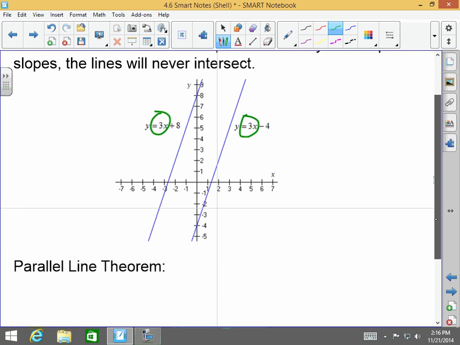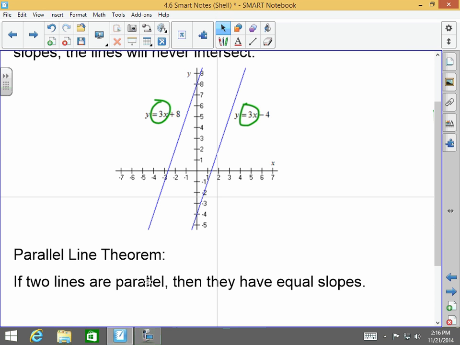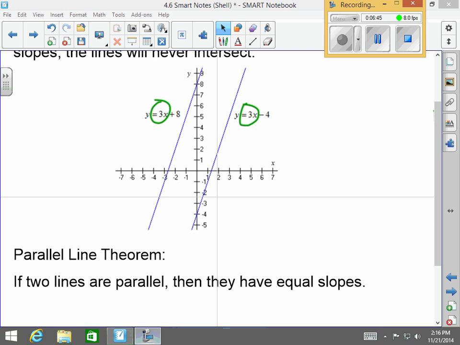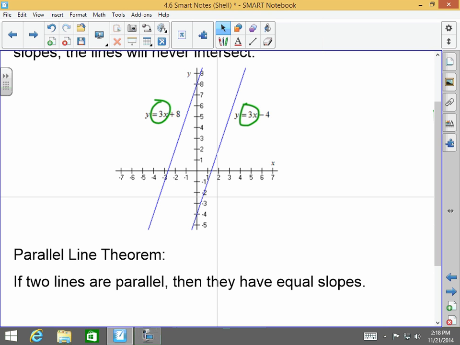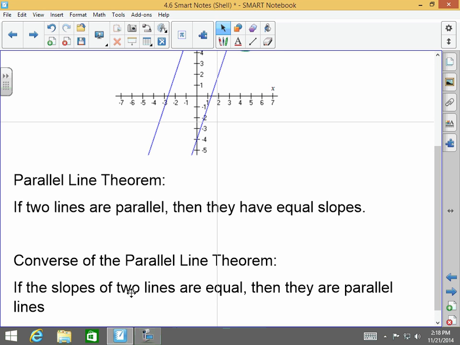Or a theorem, rather. It's the parallel line theorem. And the parallel line theorem states simply that if two lines are parallel, then they have equal slopes. All right, guys. So, very simple. If two lines are parallel, then they have equal slopes. There's a converse of the parallel line theorem. And it states if the slopes of two lines are equal, then they are parallel.